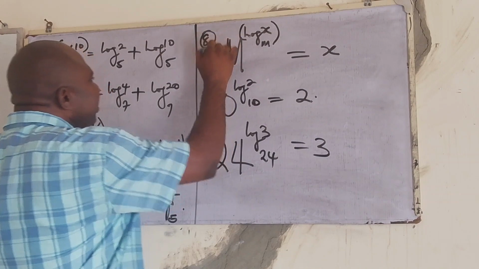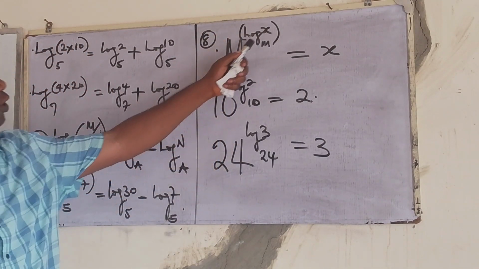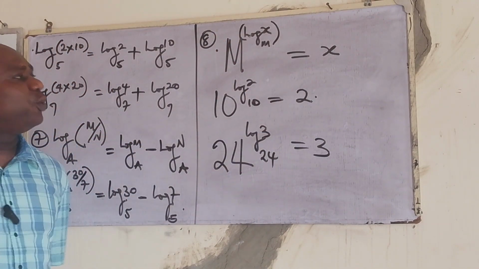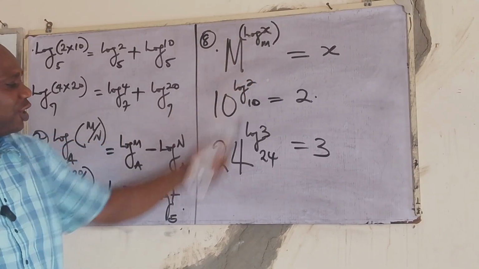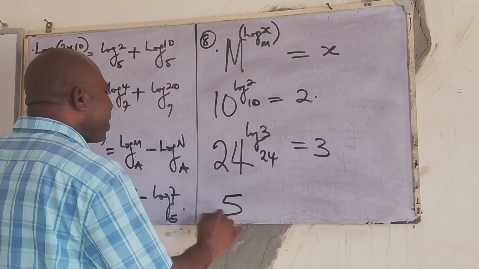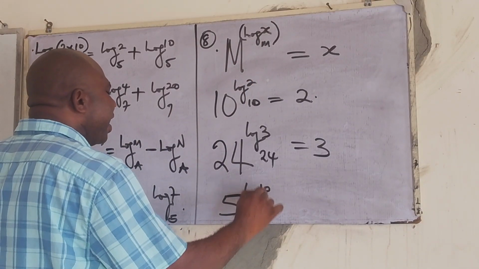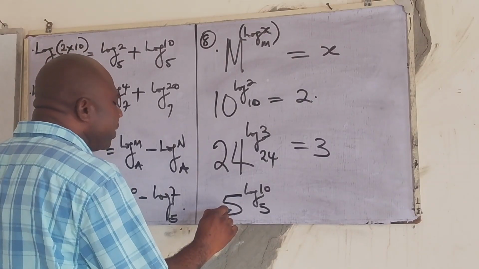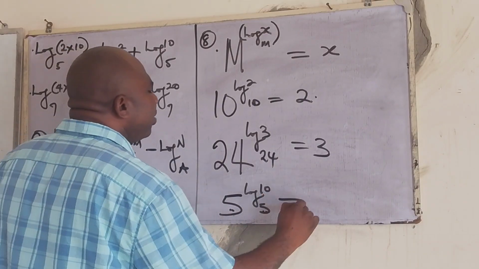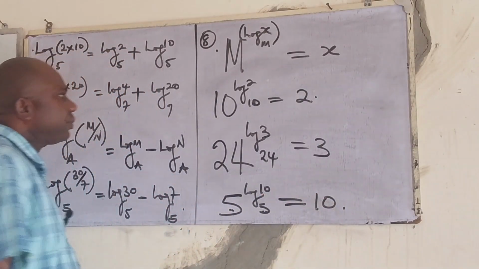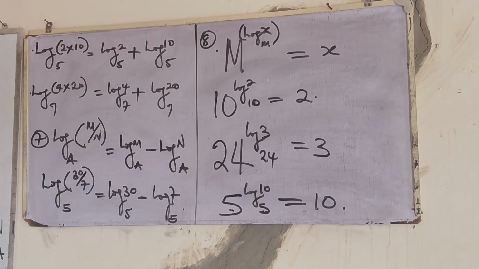So that is what this law is saying. That m raised to the power of log x base m will give you this x. So if you have 5 raised to the power of log 10 base 5, because this base here and this base are equal, the value here will give you 10. Yes, so these are the laws of logarithm.